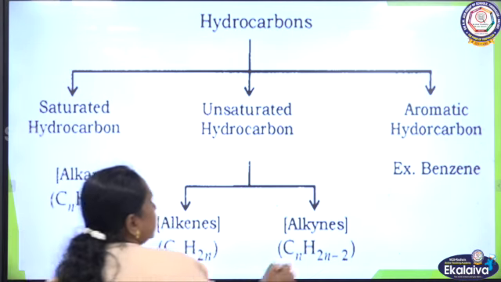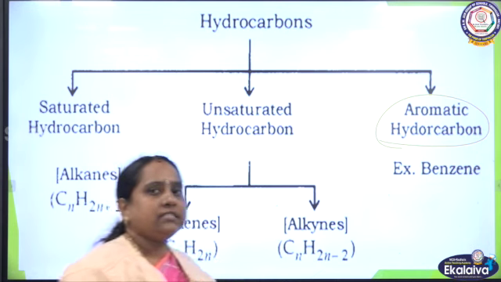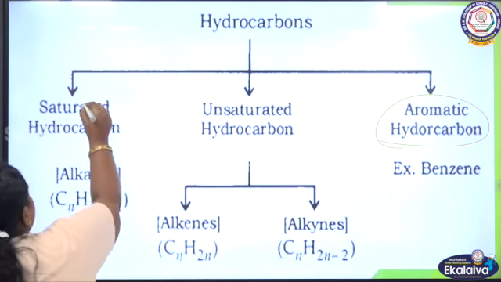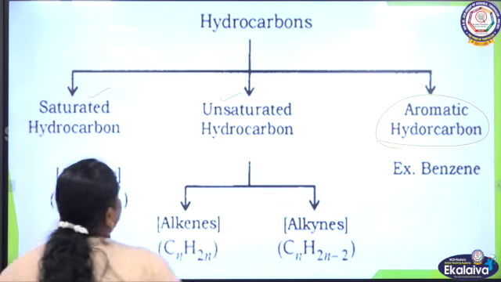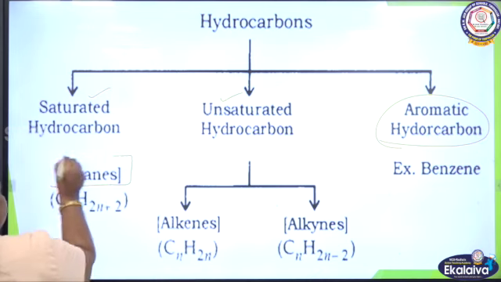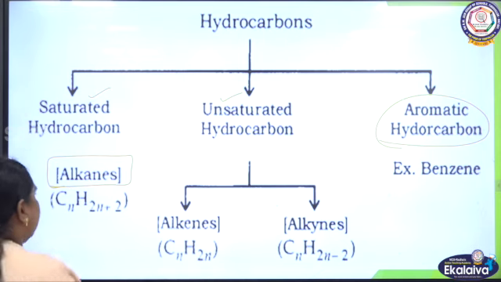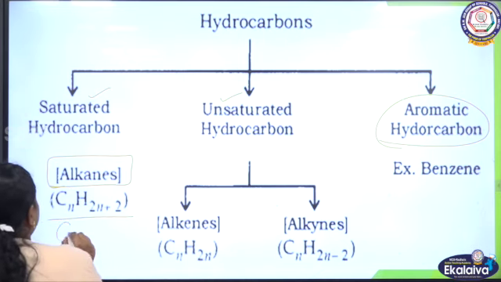Now, the other division is also there, aromatic hydrocarbon, but we are not going to concentrate on that. Just we are going to concentrate on these 2 categories only, saturated and unsaturated. As I said, saturated hydrocarbons are generally called as alkanes, which have the general formula CnH2n plus 2.